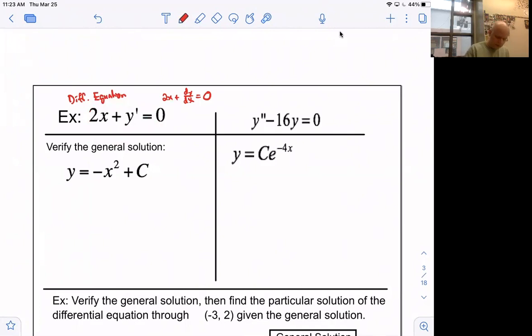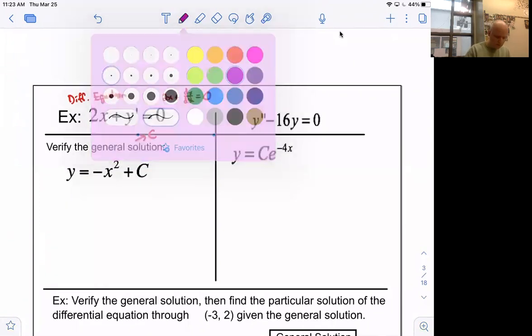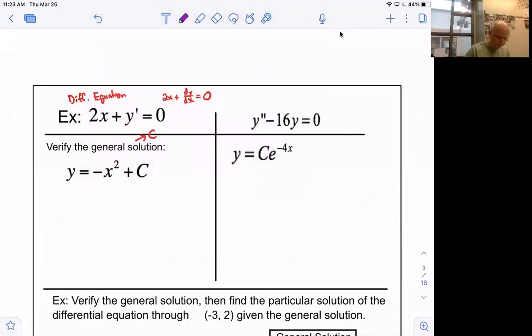So in order to verify this general solution, by the way, how do I know that this is a general solution? Well, that's because a general solution always involves the unspecified value c, and we see that right here. So how do we verify that this is a solution to this differential equation right here? Well, we see that we have 2x plus y prime, the derivative of y, equals 0. So we have y right here.